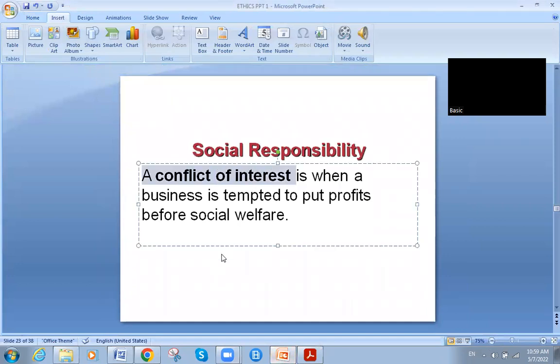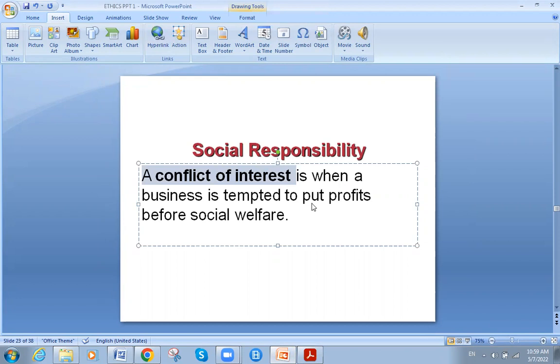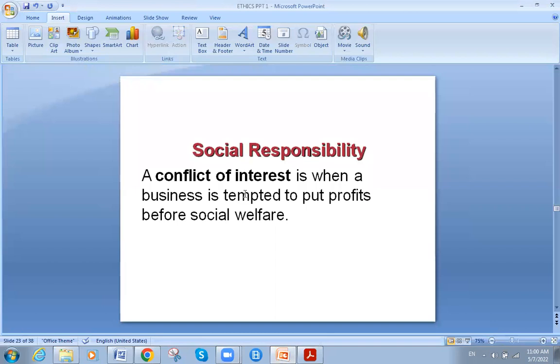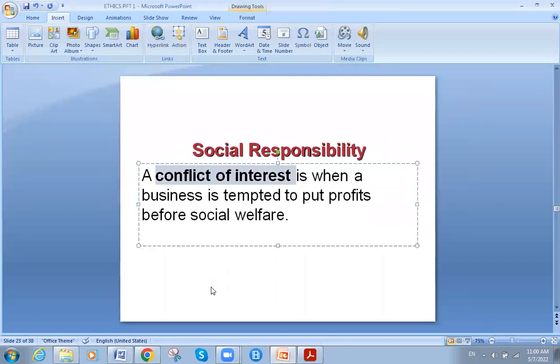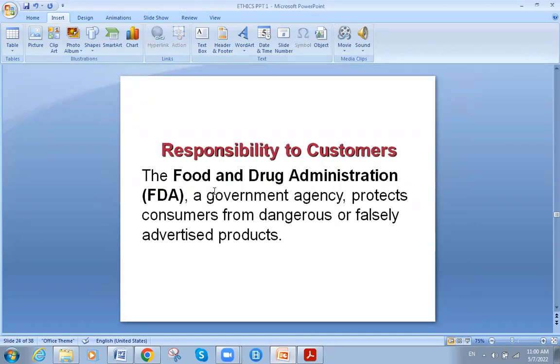We see the conflict of interest when a business is attempted to put profits before social welfare. So if I care about the profits more than I care about the social welfare, more than I care about the social responsibility, then this is a conflict of interest. What will I choose? Shall I choose the social responsibility, or will I choose the profits? Because both of them conflict with each other.